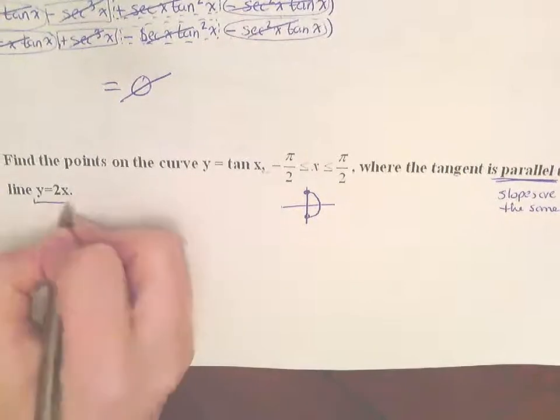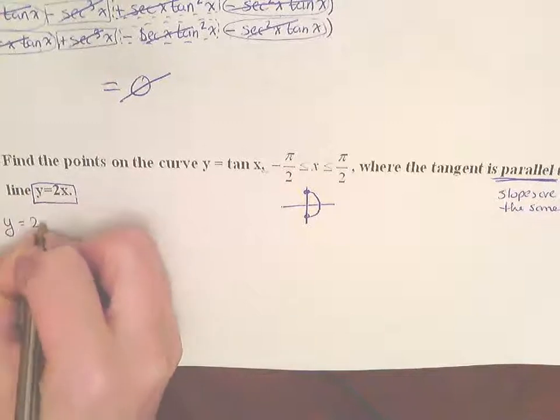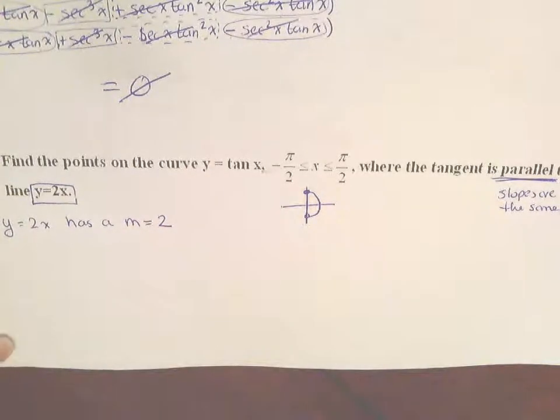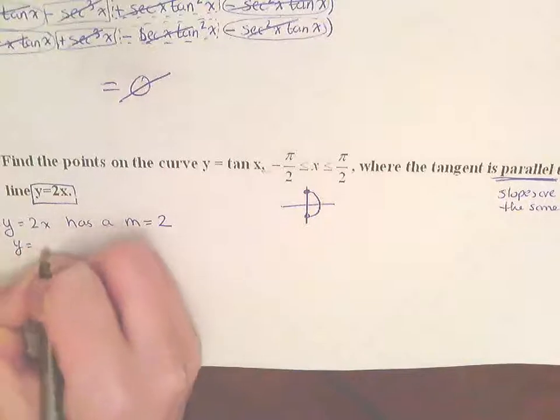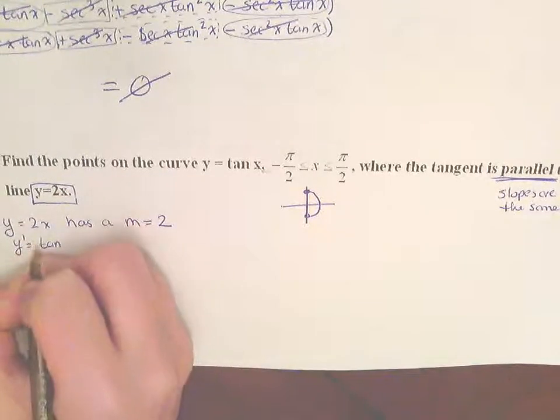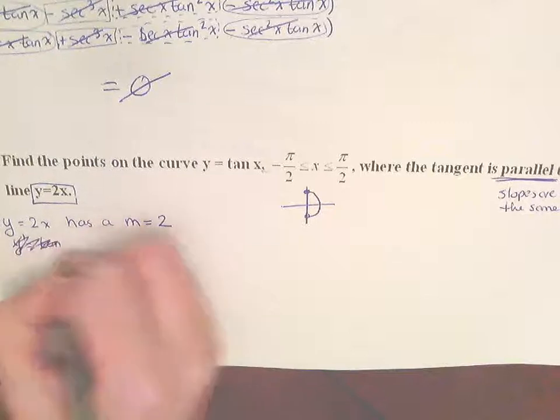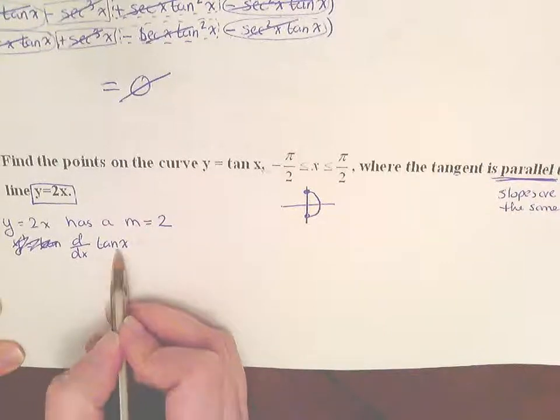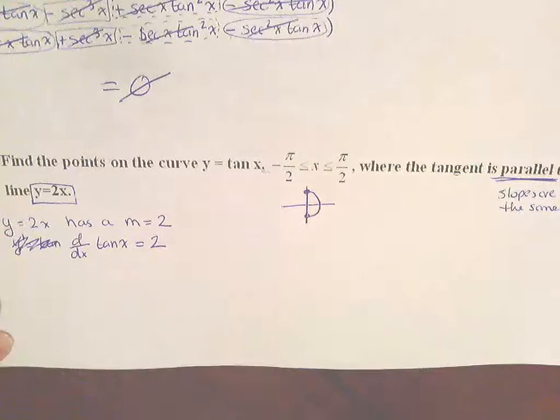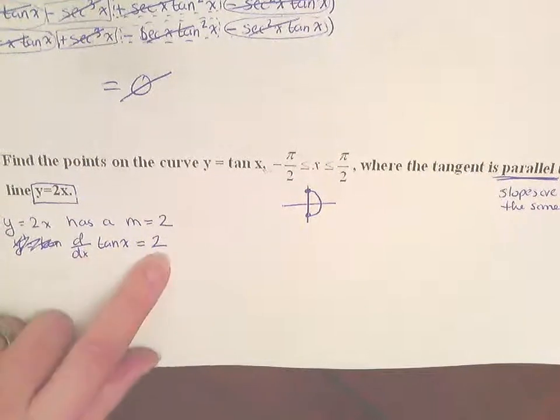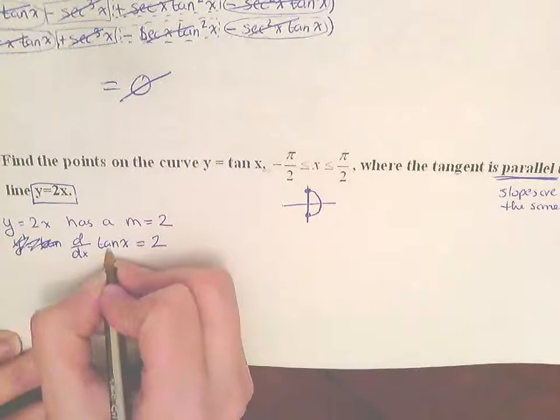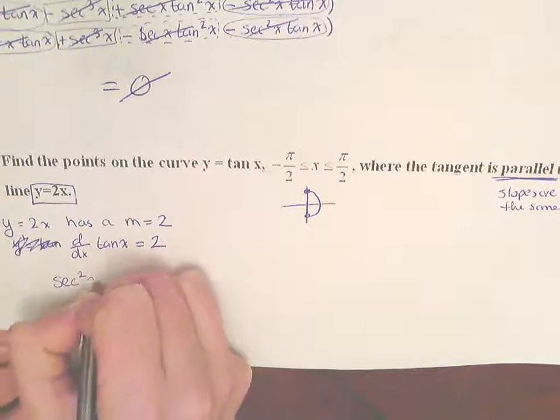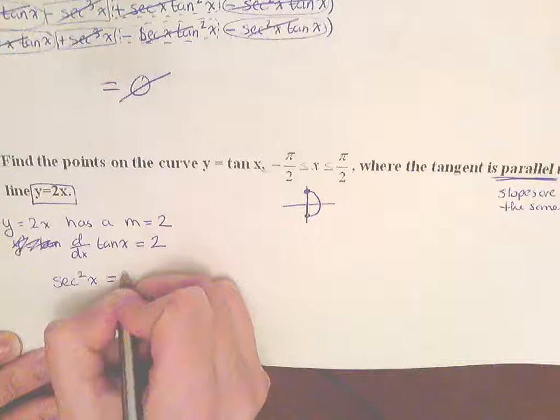Okay? So we know that y equals 2x has a slope of 2. So y equals tan, y prime, okay, I wrote this wrong. So d dx of tan of x, the derivative of tan of x, should also have a slope of 2, right? Because the derivative means the slope. So what we have to do is find the derivative first of tangent of x, and we know that to be secant squared of x, and that has to equal 2.